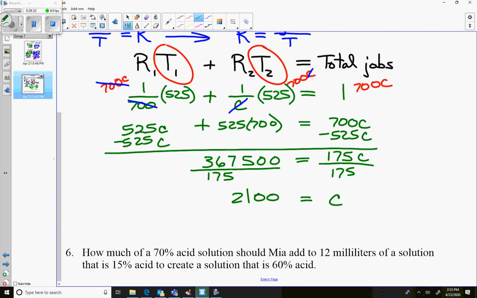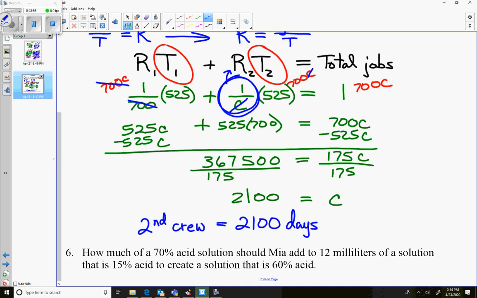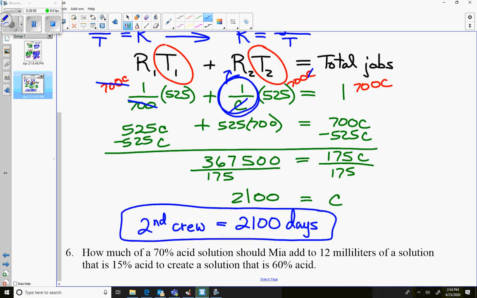All right. So what did we just find? We just found the C, 2100, but 2100 what? It was referring back to this part right here, which was part of that rate, which was one job in C days. So what we just found was that the second crew would have needed 2100 days to have done the job all by themselves.